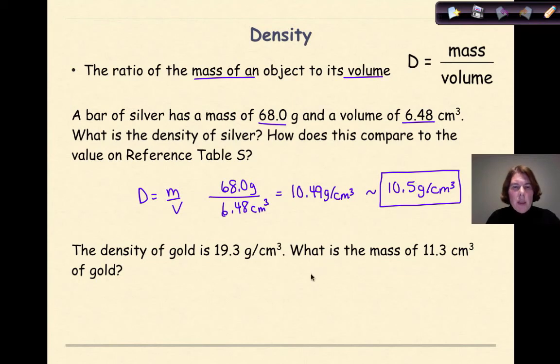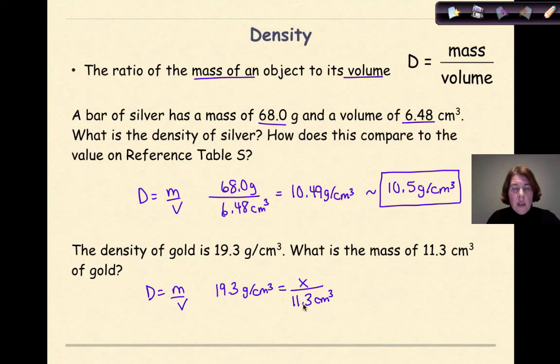Let's look at one more practice problem. The density of gold is 19.3 grams per centimeters cubed. What is the mass of 11.3 centimeters cubed of gold? All right, so I'm going to write out my formula first. Density is equal to mass over volume. They're giving me density, so 19.3 grams per centimeters cubed equals, we're looking for mass, so that's my x. I'm going to put that over my volume, which is 11.3 centimeters cubed.